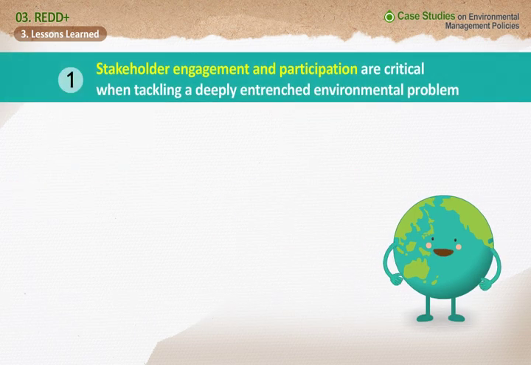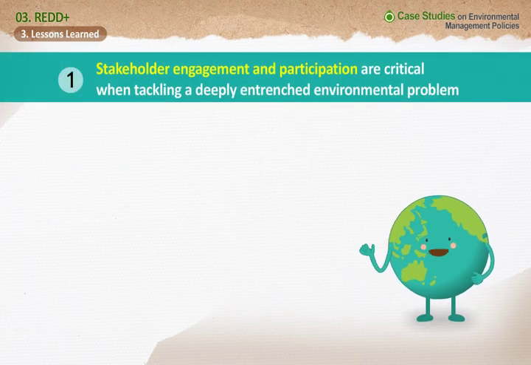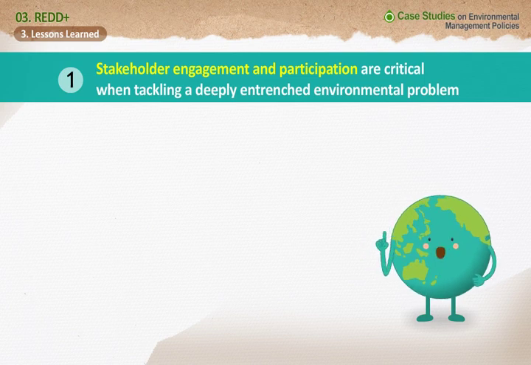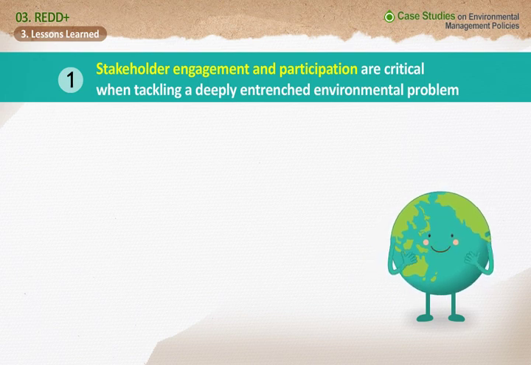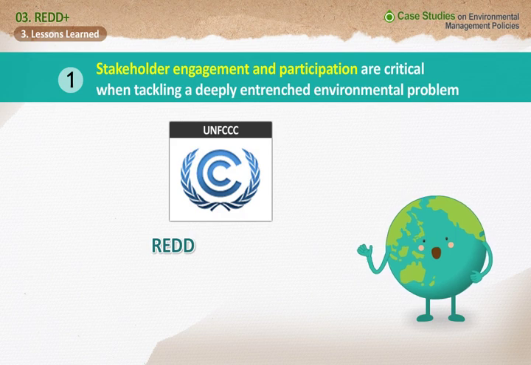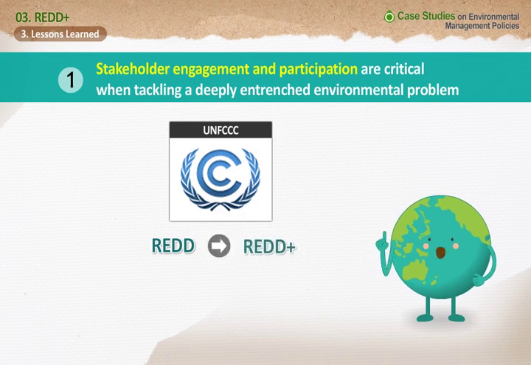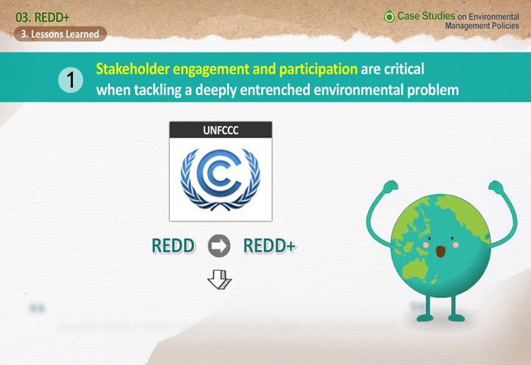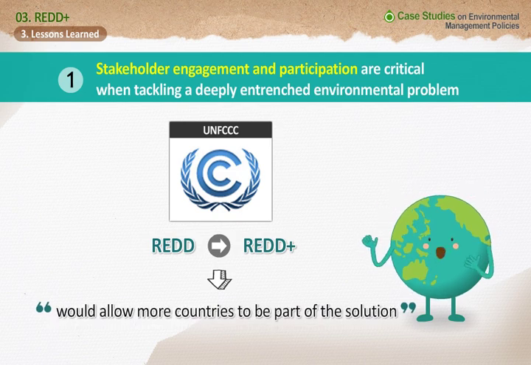The first lesson is that when tackling a deeply entrenched environmental problem, such as global deforestation, processes should be established that allow all the major stakeholders to participate in the development and implementation of the solution. In the negotiations under the UNFCCC, the concept began with REDD, but expanded to REDD+ because it was recognized that this would allow more countries to be part of the solution.